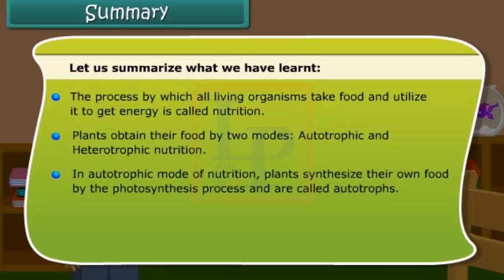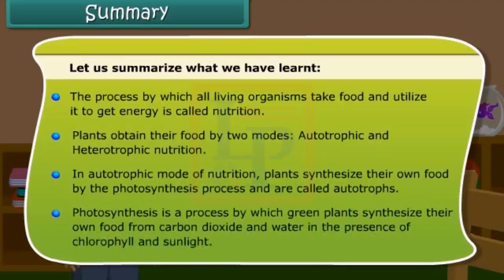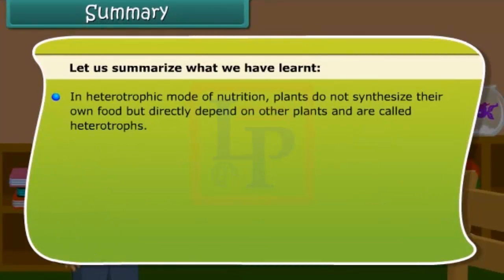In autotrophic mode of nutrition, plants synthesize their own food by the photosynthesis process and are called autotrophs. Photosynthesis is a process by which green plants synthesize their own food from carbon dioxide and water in the presence of chlorophyll and sunlight. In heterotrophic mode of nutrition, plants do not synthesize their own food but directly depend on other plants and are called heterotrophs.